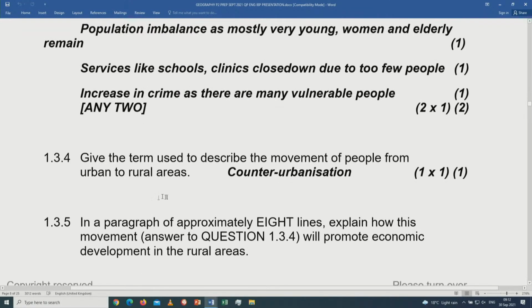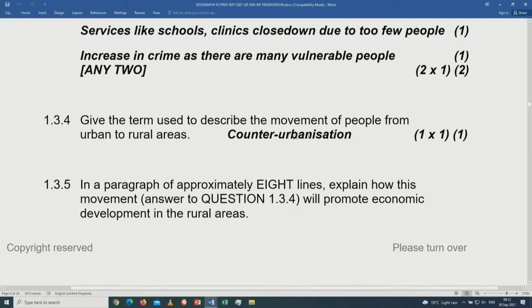1.3.4, give the term used to describe movement of people from urban to rural areas. The term that is used to describe that movement is counter-urbanization, or the correct answer is counter-urbanization.